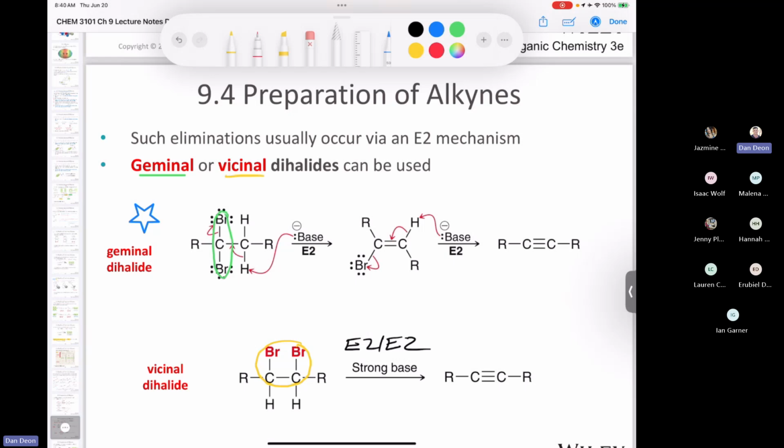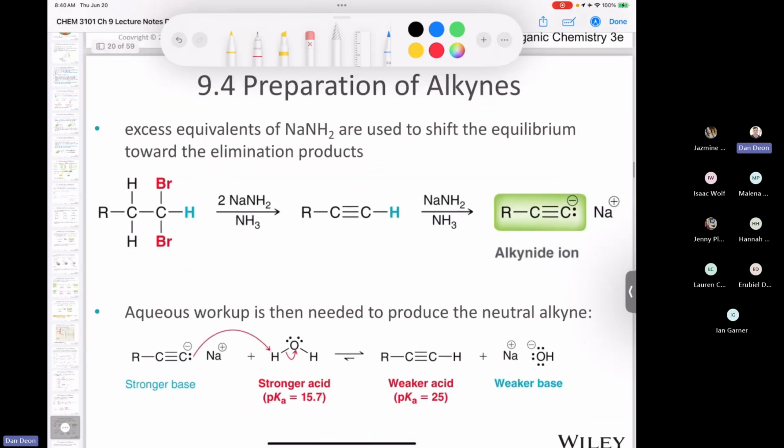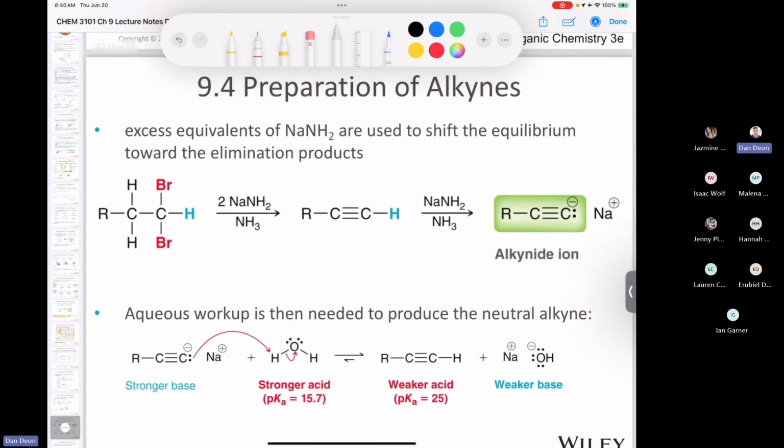So the story isn't complete yet. Why is that? Because, check this out. Let's say you took your geminal dihalide here. If you're not paying attention, just wake up for a sec, okay? Let's say you treated this geminal dihalide with excess sodium amide in ammonia. What are you going to get? Well, after the double elimination, you're actually going to get this compound. You're going to get the terminal alkyne.